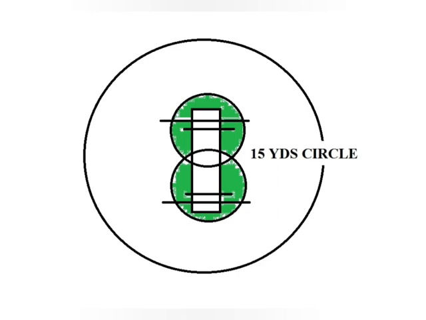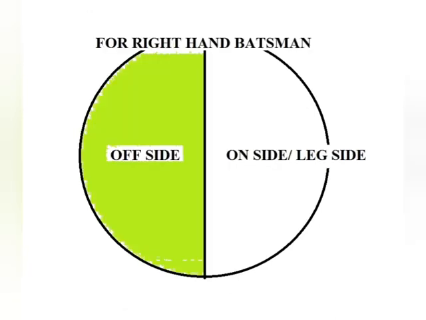This circle helps us understand the silly fielding positions as well as the close infield positions. Then comes the very basic concept. Let's assume a right-hand batsman in the field. Towards his legs, when he stands, in front of the stumps, on the right on the screen, that is called the on side or the leg side, whereas the other side is called the off side.